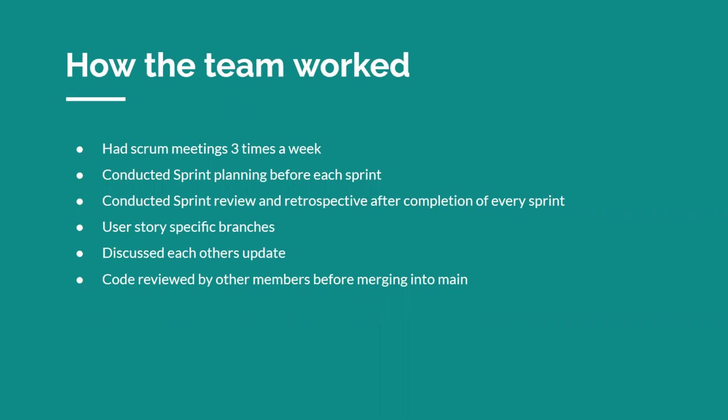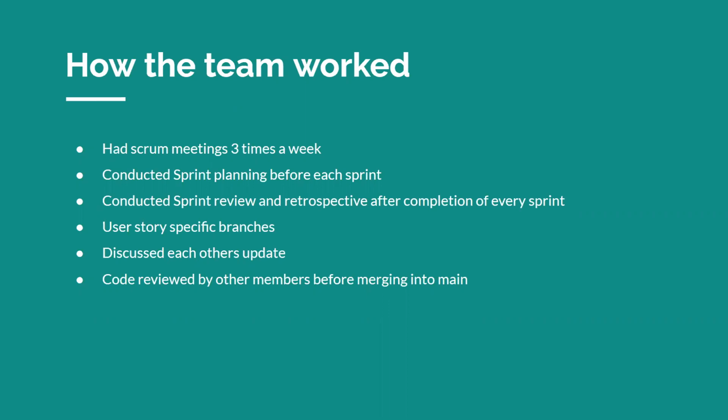And as a team, we made sure that we met regularly. We used to have Scrum meetings 3 times a week. We conducted sprint planning before each sprint, so that we made sure that the user stories and tasks that we selected were in chronological order, and that our sprint goals were in line with our product goals. We also conducted a sprint review and retrospective after completion of each sprint.